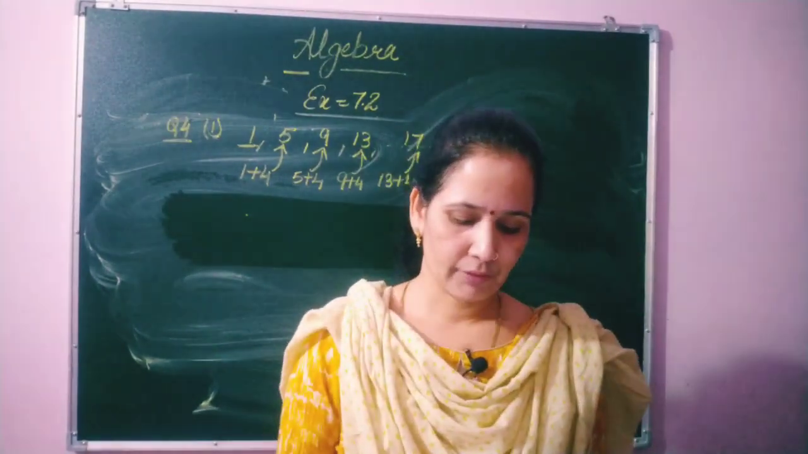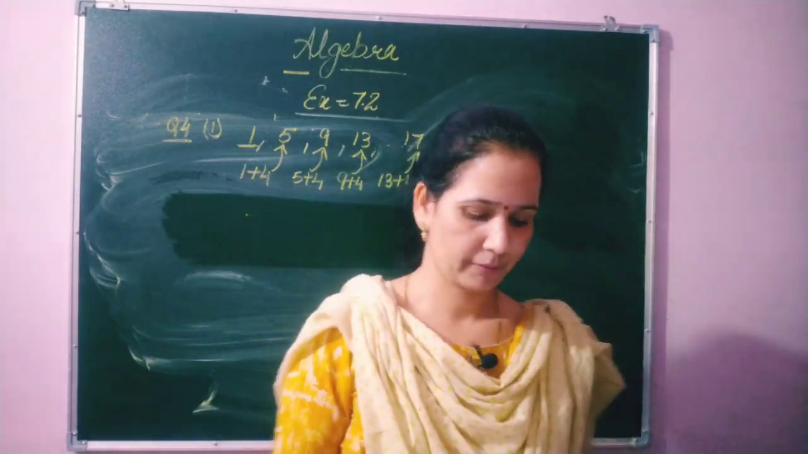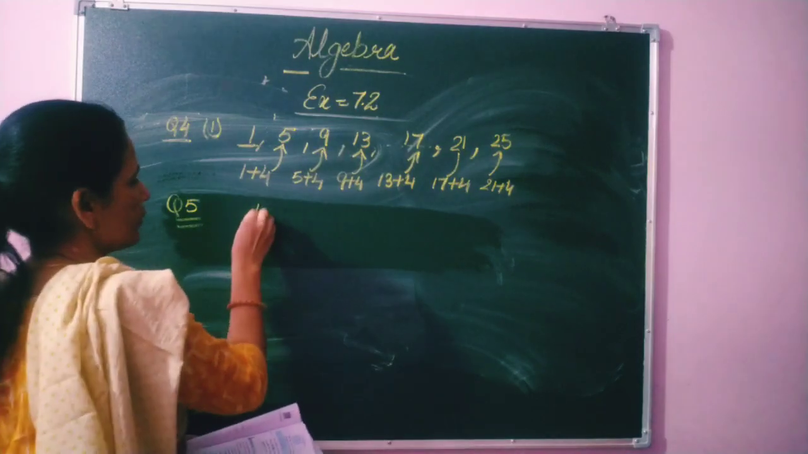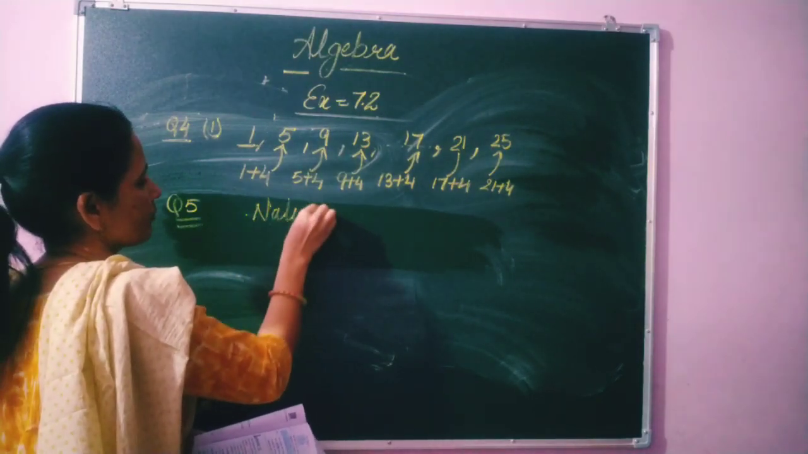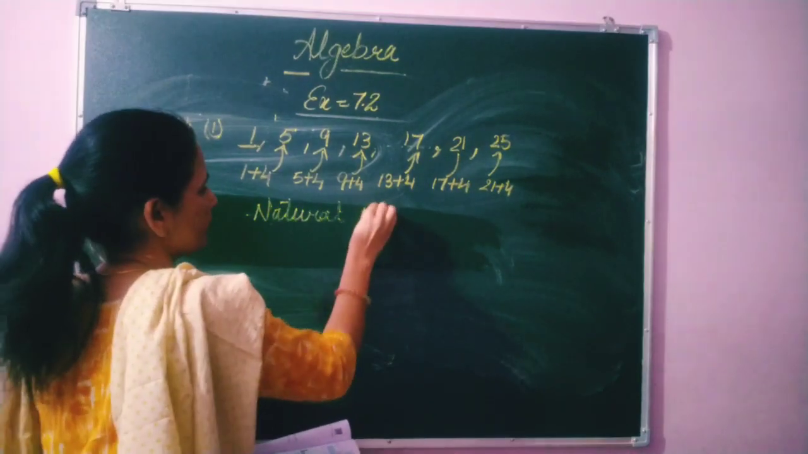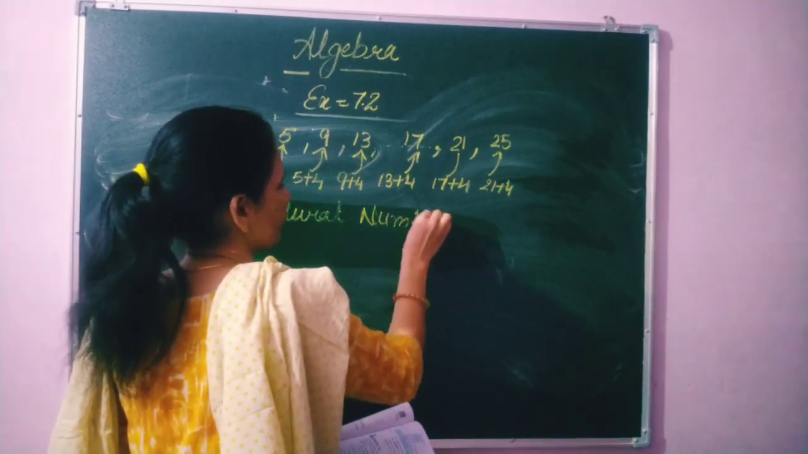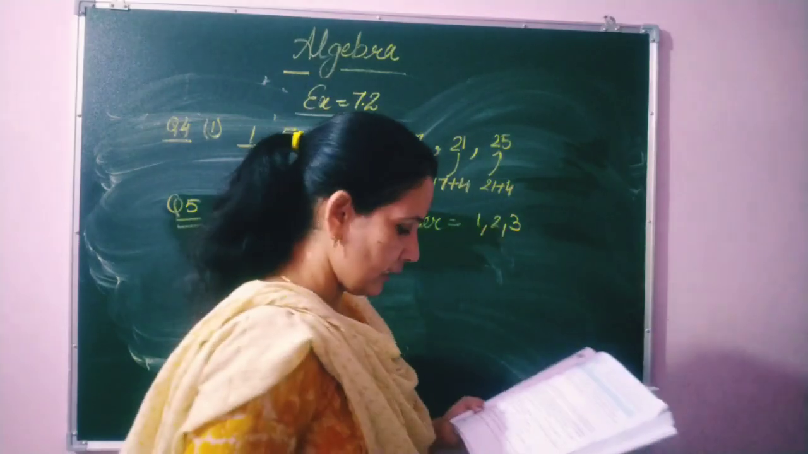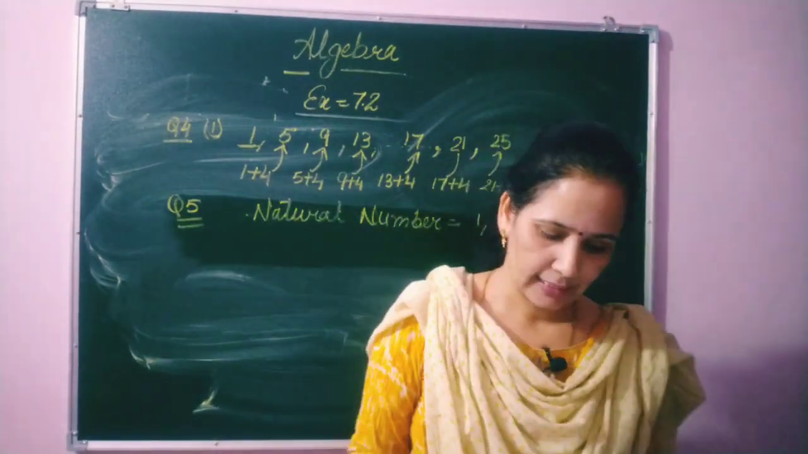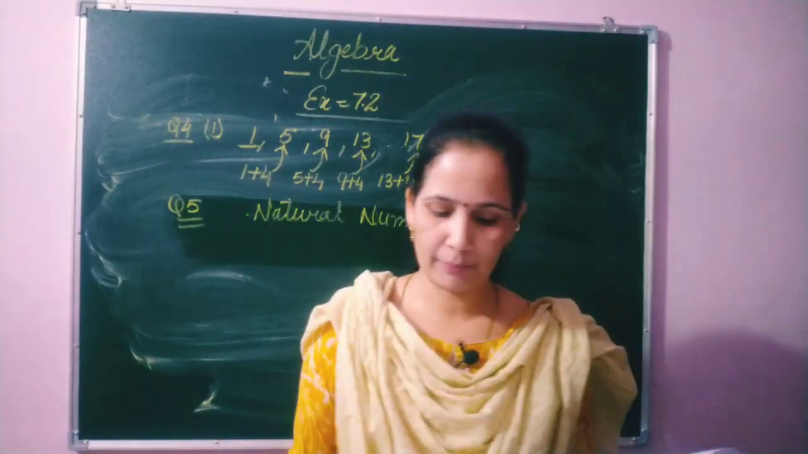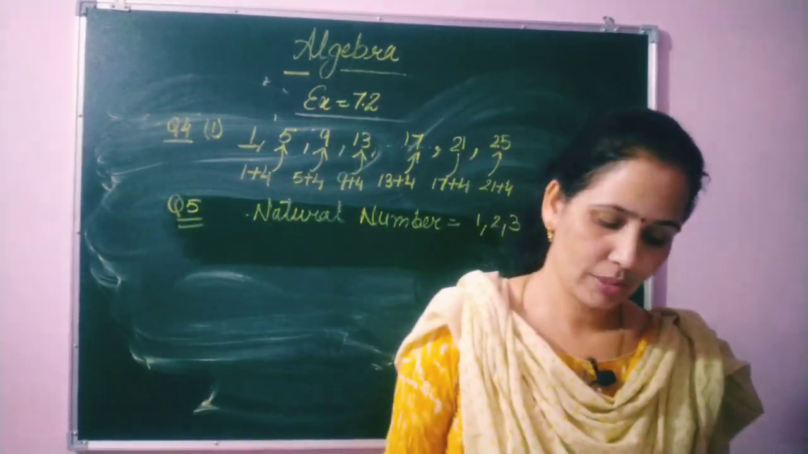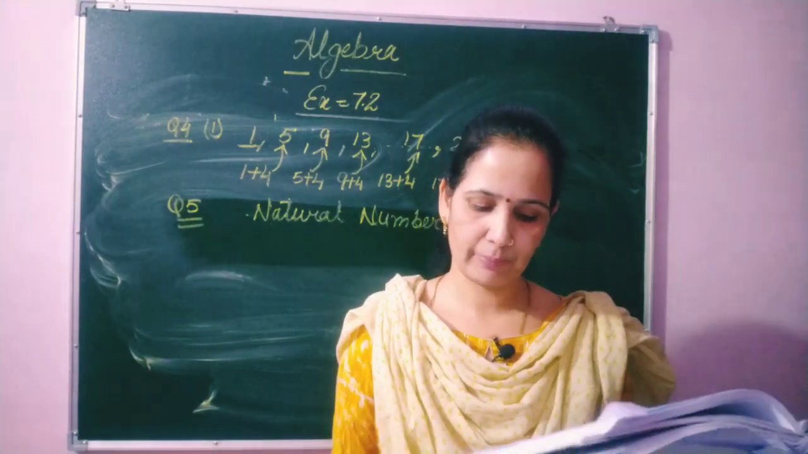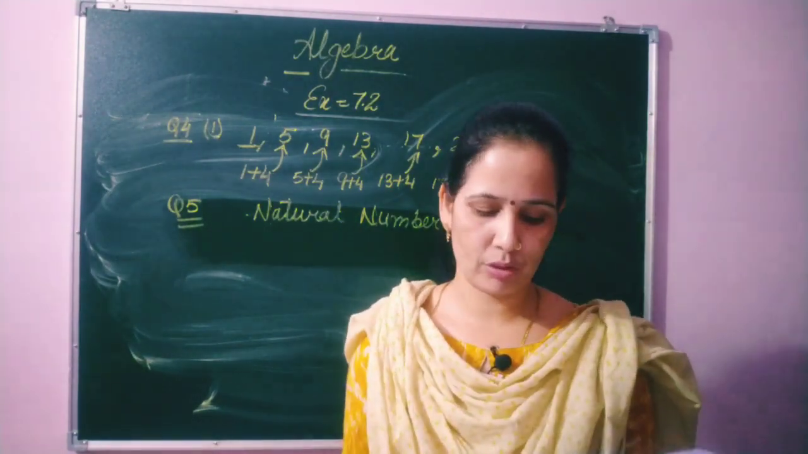In question number 5, the sum of the first 3 natural numbers. Okay, students, as we know, the first 3 natural numbers are 1, 2 and 3, which equals 6. It can be calculated as 3 multiplied by 4 by 2 equals 6. The sum of the first 4 natural numbers can be calculated as 4 multiplied by 5 divided by 2 equals 10.